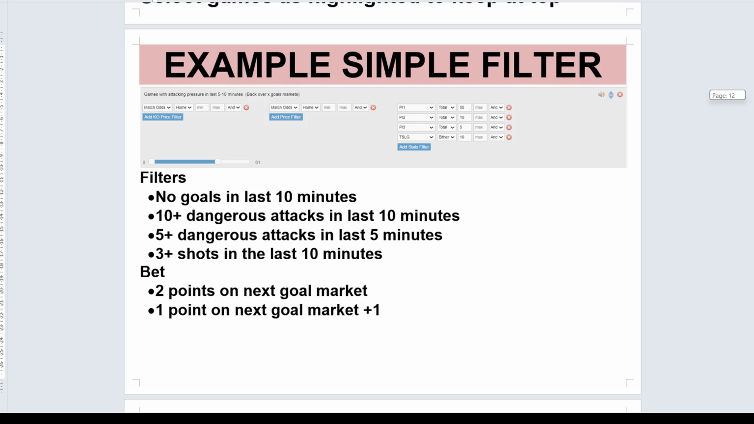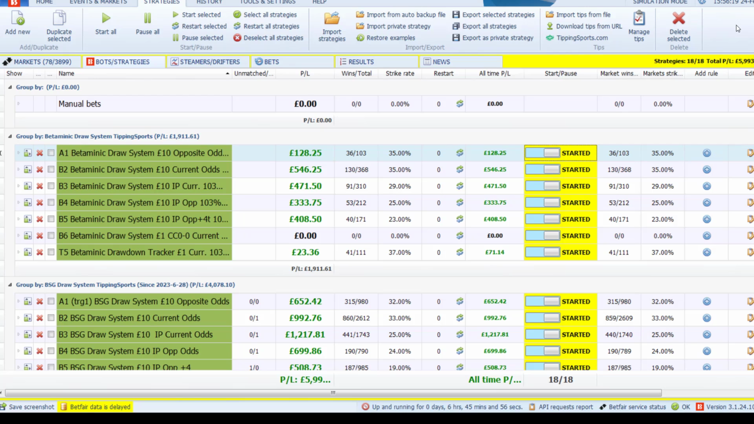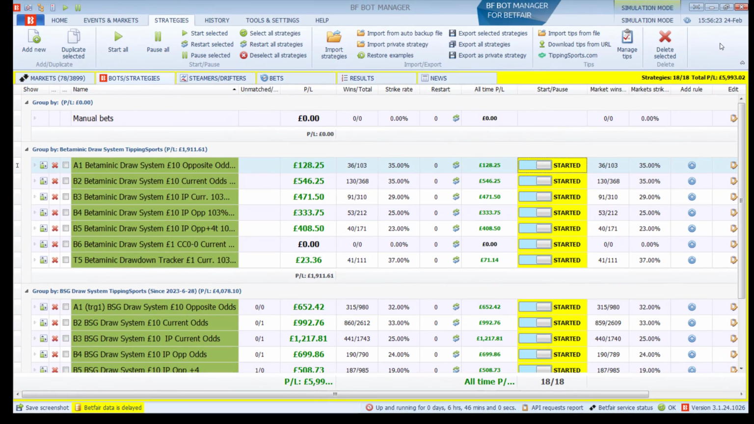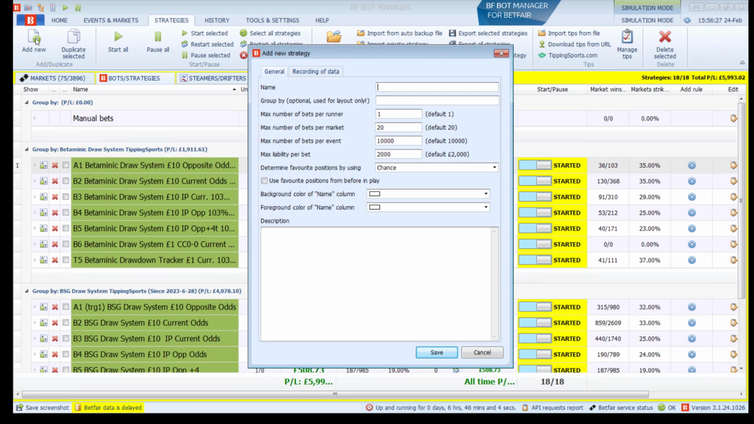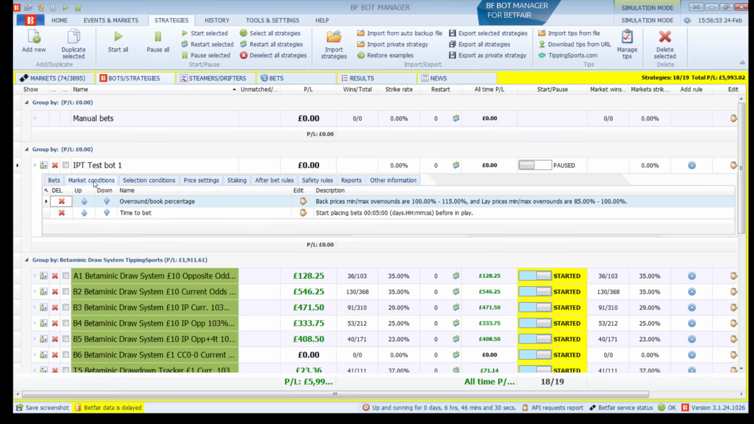Well, let me just show you how we can turn those filters I had before into a BF Bot Manager bot. So just to remind you, my filters look like this in the scanner, and then in my BF Bot Manager, I'm going to try and make a bot that automatically bets on those. So I'm going to add a new strategy. I'm going to give it a name, IPT Test Bot 1. So first we need to add some market conditions.